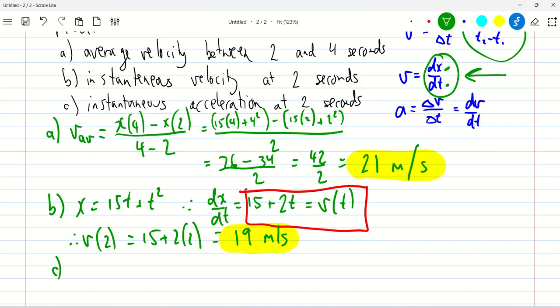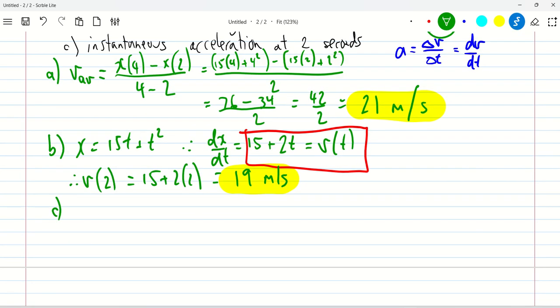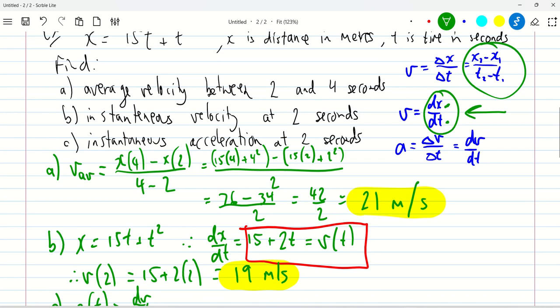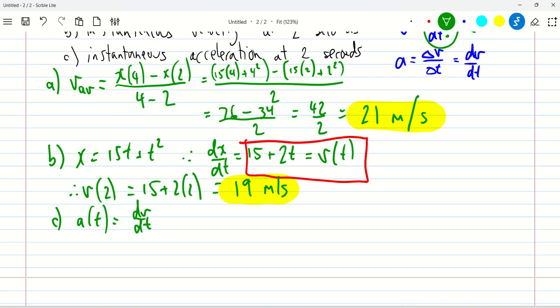Let's have a look at instantaneous acceleration. So the acceleration is equal to dv/dt. We talked about that before. The acceleration is the change in velocity over time. Okay, and so we've got our velocity function here. So we just need to find the derivative of that. The derivative of 15 is 0, and the derivative of 2t is just 2. And so dv/dt is equal to 2.